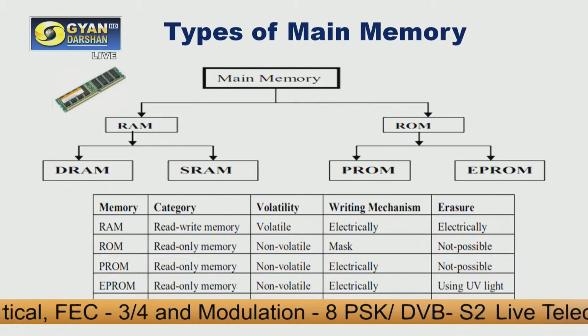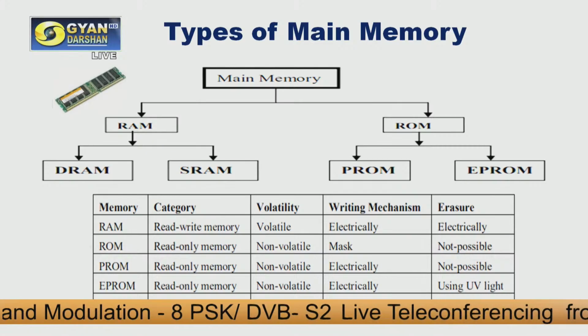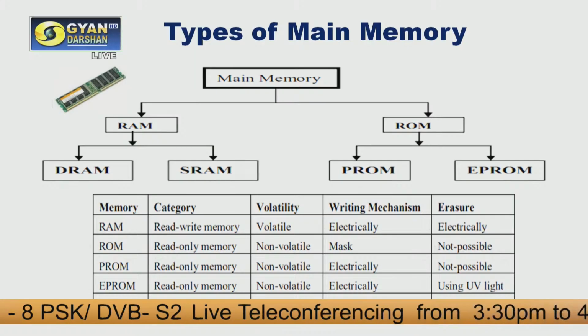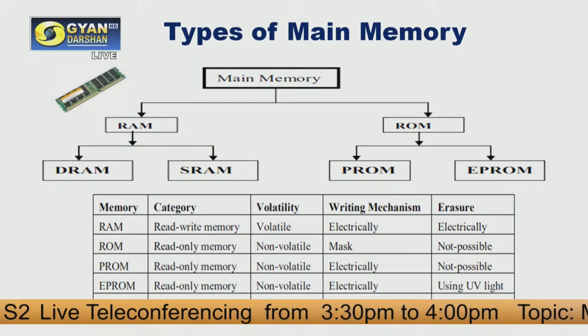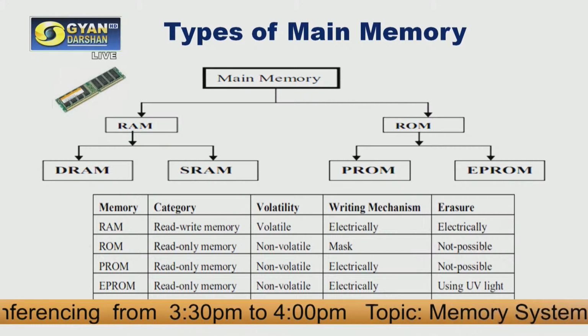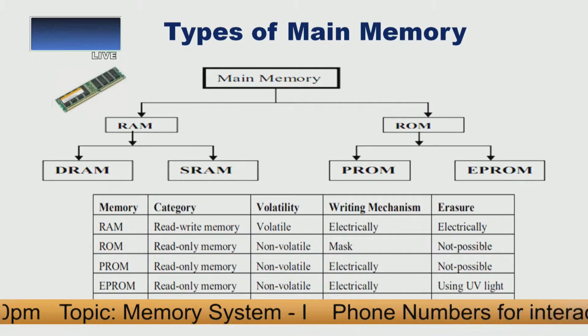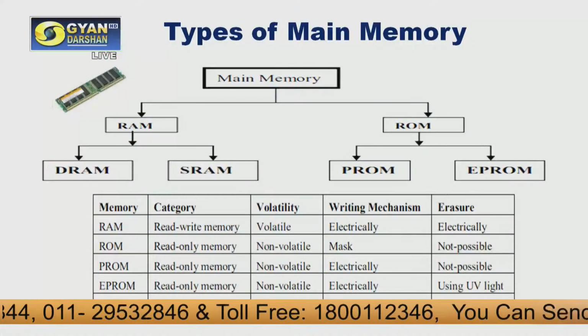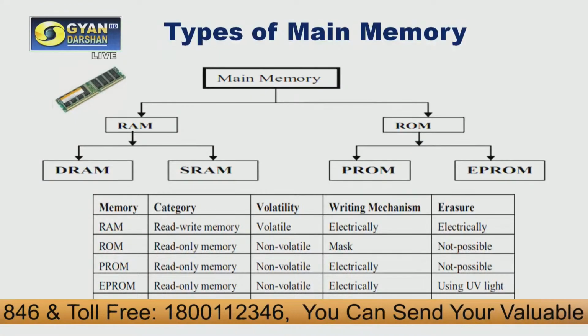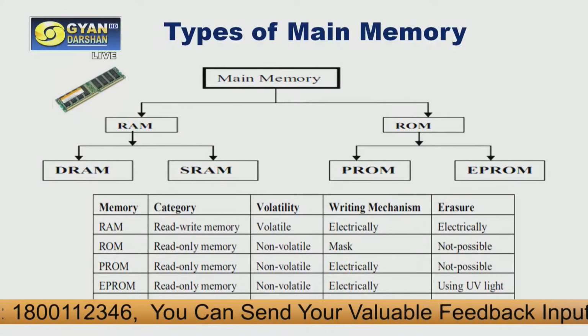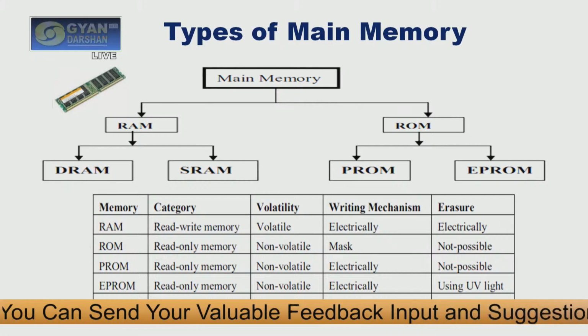These memories are also classified on the basis of whether we can only read the memory, or we can read and write the memory. Read-only memories are non-updatable, whereas read and write memories are updatable. That means you can refresh the memory and update new data onto the memory segment. So RAM is classified as read and write memory, it is volatile in nature, and the mechanism to read and write the data into the memory is electrical.